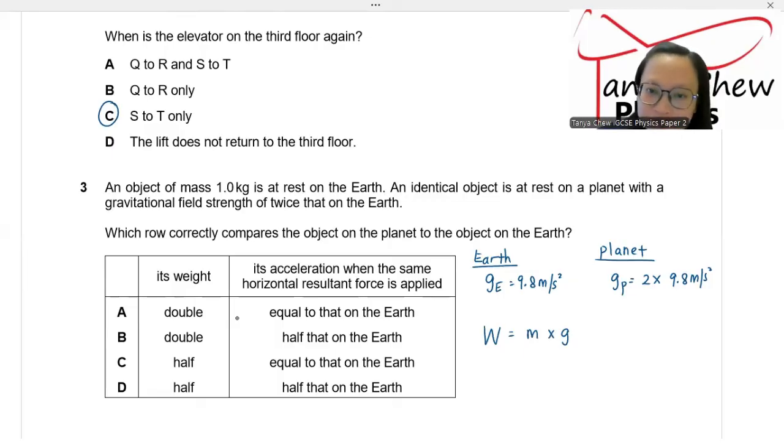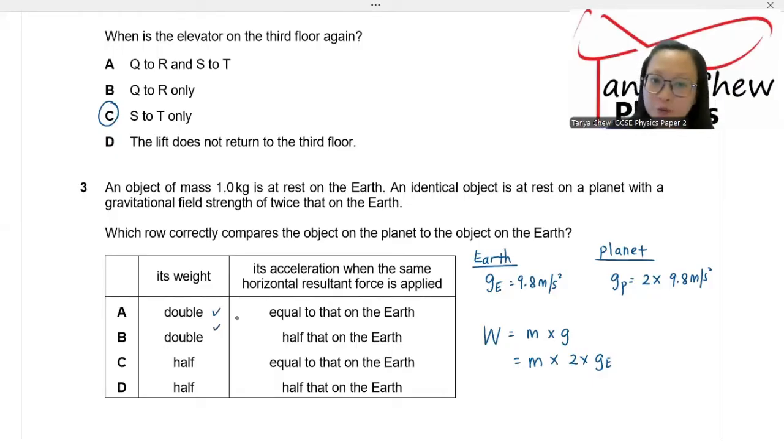Since this is the weight, the question asks which row correctly compares the object on the planet to the object on the Earth. On Earth, this object has a weight of mass times the gravitational field strength of Earth, right? On the planet, its mass would not change. The mass of the object would never ever change. It is still 1 kilogram, but the gravitational field strength of the planet is 2 times that of Earth. So that is why the weight will be double.